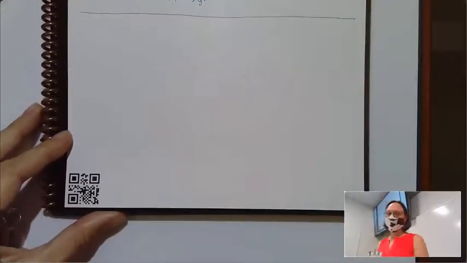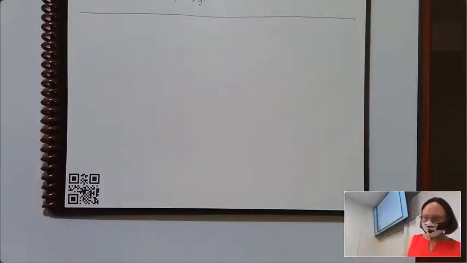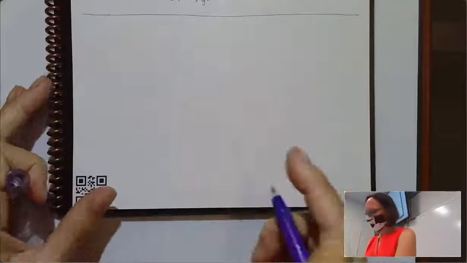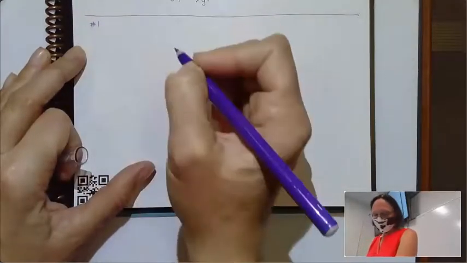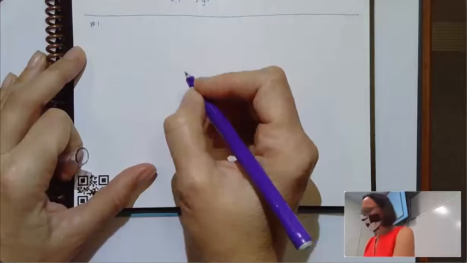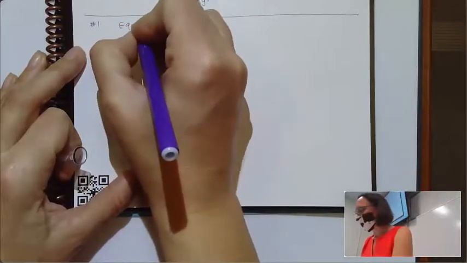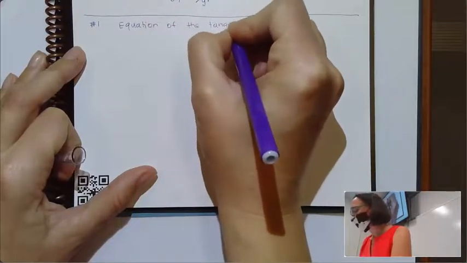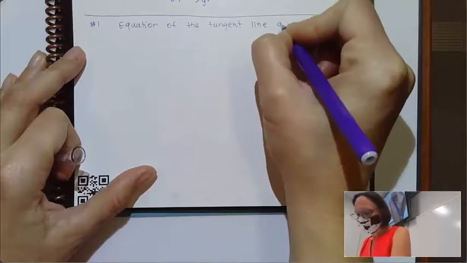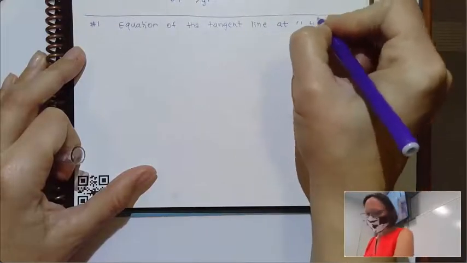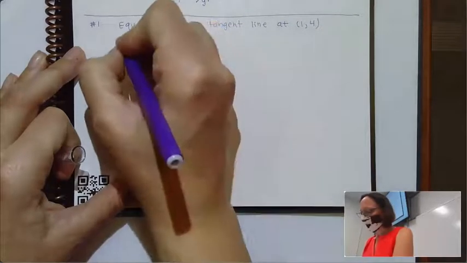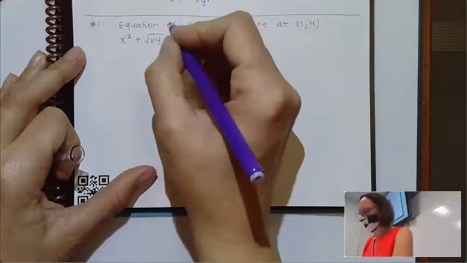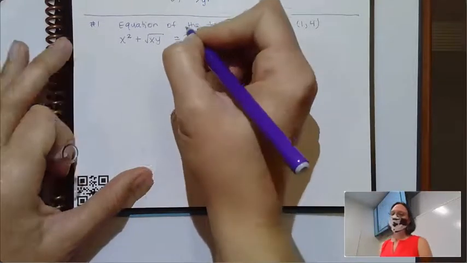But let's take a look at question 1 from there, which is an implicit differentiation problem. Good times. So this time we're looking for the equation of the tangent line at (1, 4). And our curve is x squared plus the square root of xy equals 3.